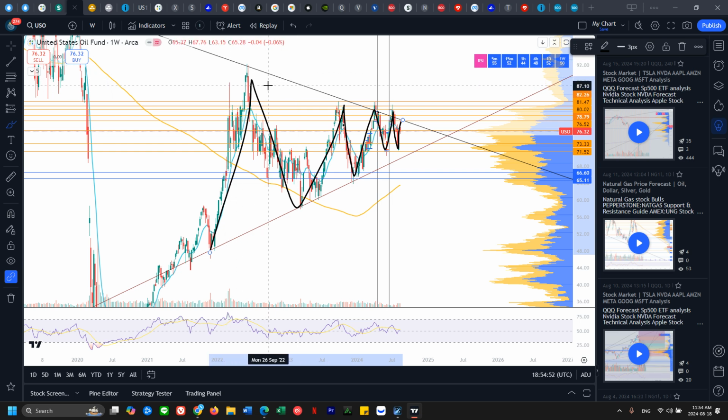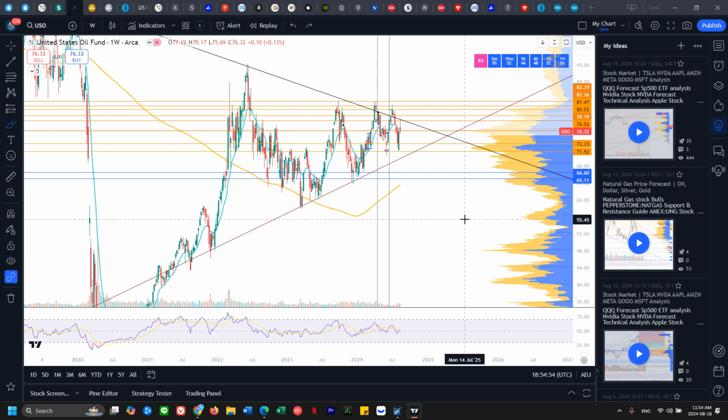So far, it hasn't broken yet. So we'll just wait until it breaks, or you can play this range. It's been super clear. We've been talking about this for months, and you could have been playing this range this whole time in both ways.